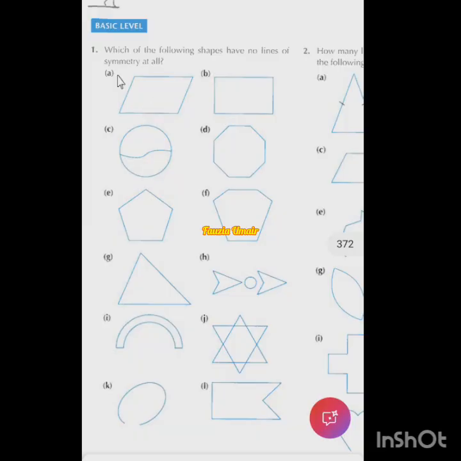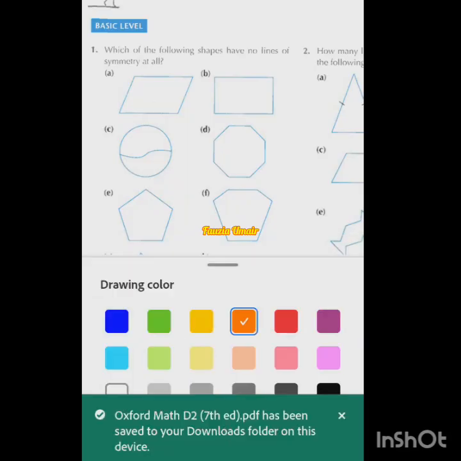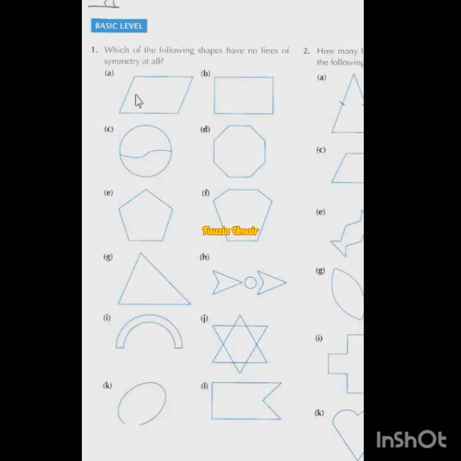Parallelogram. So do you know how many lines of symmetry a parallelogram has? Ma'am, it doesn't have. Very good. It does not have a line of symmetry. So parallelogram is the one with zero lines of symmetry. So I will circle it.